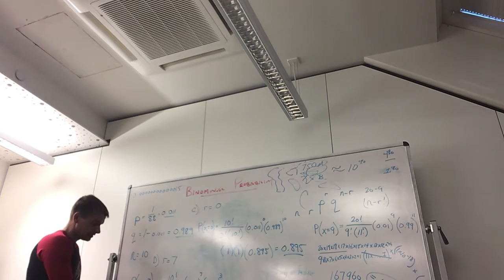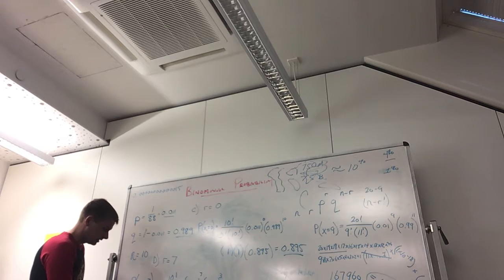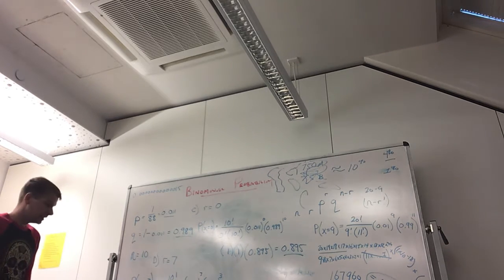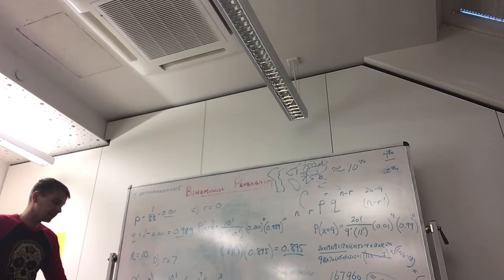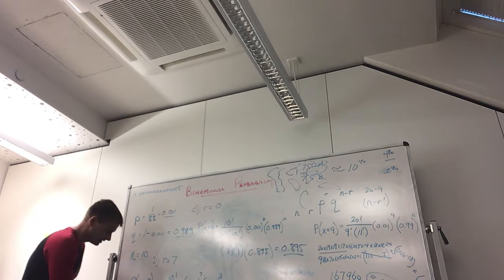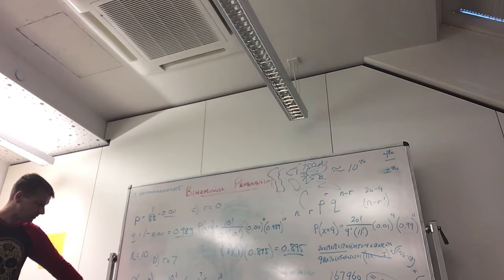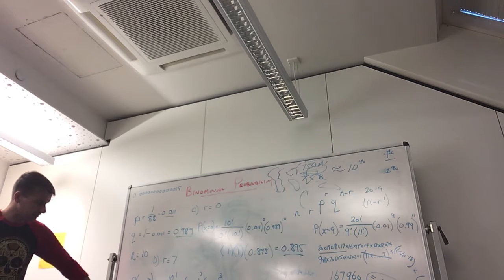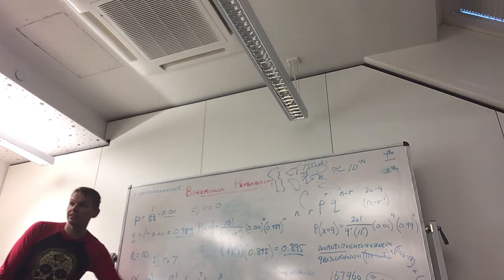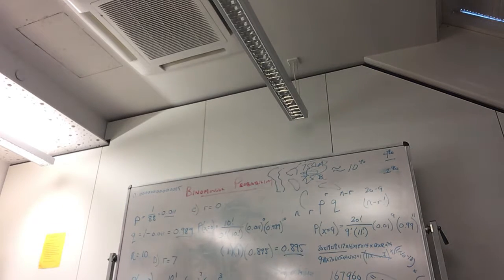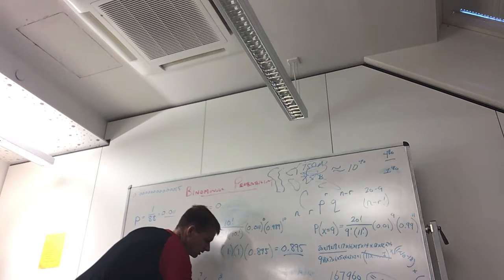10 times 9 times 8 is 720. So the top part is 720, divided by 3 times 2 times 1, which is 6. So now we get 720 divided by 6 times these two numbers. And what do you get when you do that? 1.16 times 10 to the negative 12th power.